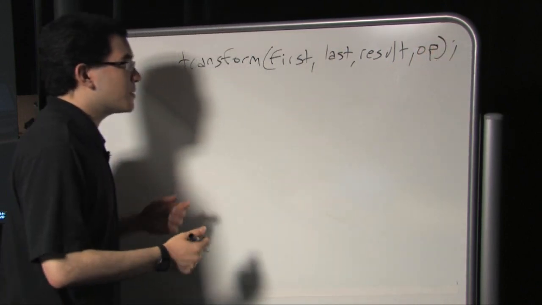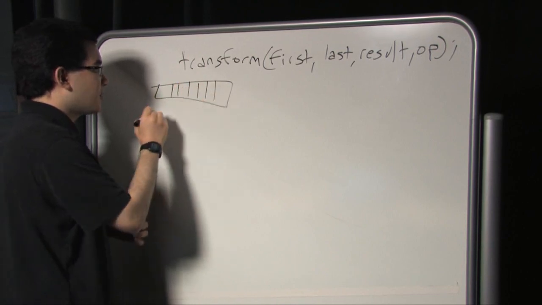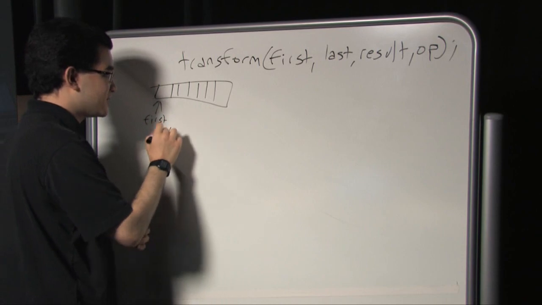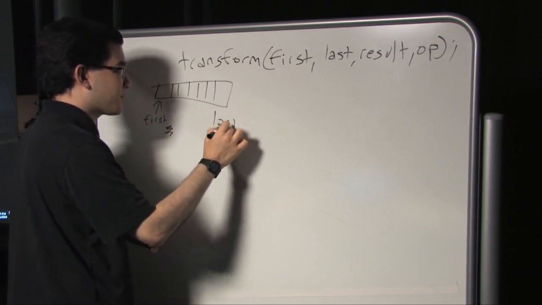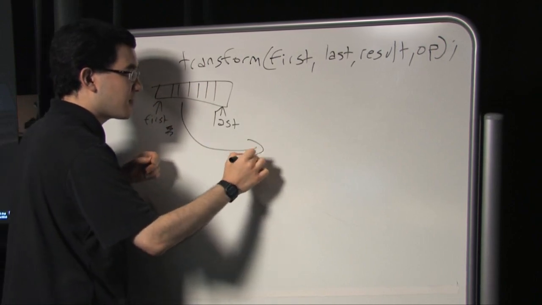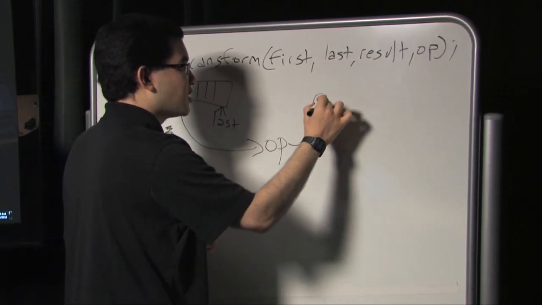okay, what this conceptually is doing is it's taking a source sequence represented by first and then last, okay, and it's going to take each element, feed it through some unary operation, and then write it to result.